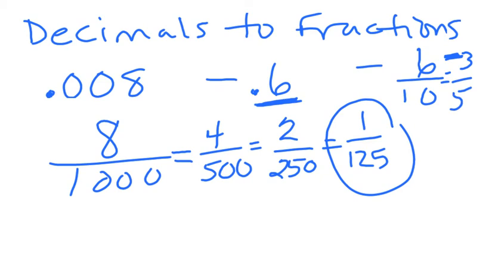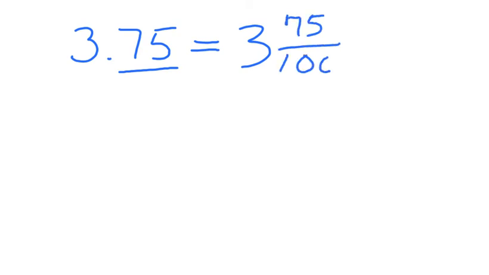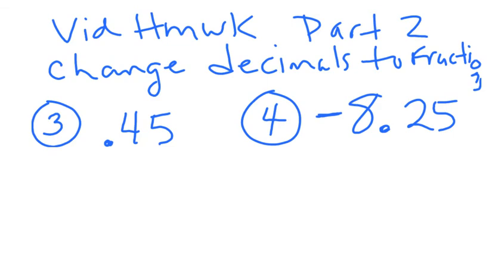Okay, when you have a decimal number that has a whole number involved, you just leave the whole number. That's still the whole number 3, isn't it? And you change the decimal part to a fraction. So that's 75 over 100, because that's hundredths right there. Now you have to reduce this. Think quarters. That reduces to 3 3/4. Always reduce and simplify your fractions. Here's the next part of video homework.